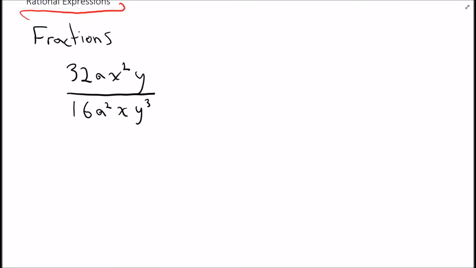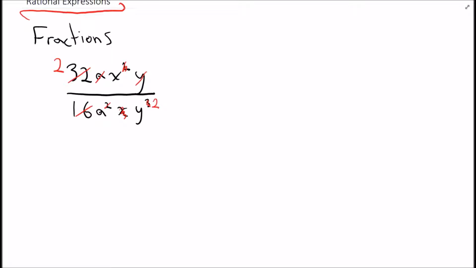So 32 and 16, I look for something common that could go into both of those, and 32 is double 16. So if I divide 16 into both of those, I would be left with a 2 on top. I've got an a and an a squared, so I can take at least one a out of both, that would get rid of the top one and the bottom one, the exponent's gone. An x squared and an x, I can take at least one out, so that gets rid of the 2 on the top and it gets rid of the x on the bottom. And then a y and a y cubed, and I can take out one y. So I take out that one, and then that one would become a squared.